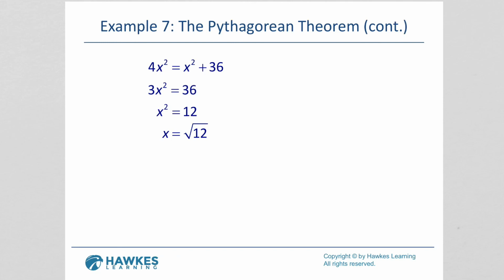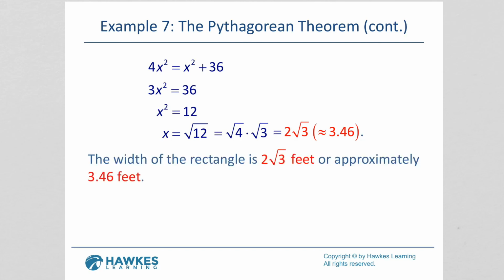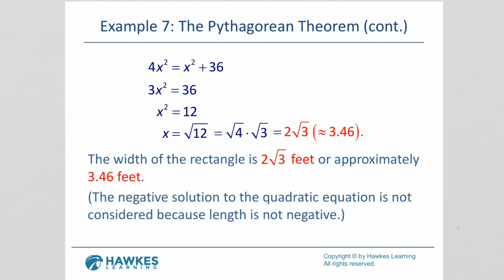So x is equal to the square root of 12, which broken down can be the square root of 4 times the square root of 3, which is 2 square root of 3, which is approximately 3.46. So the width of the rectangle is 2 square root of 3 feet, or approximately 3.46 feet. And again, the negative solution to the quadratic equation is not considered because length is not negative.